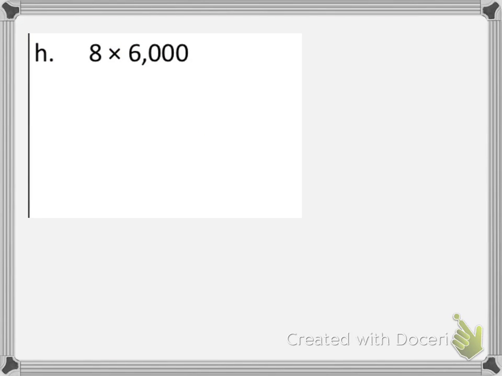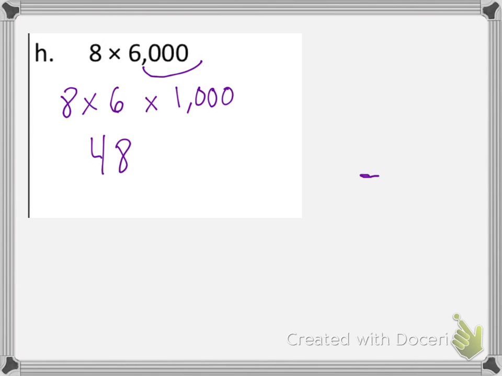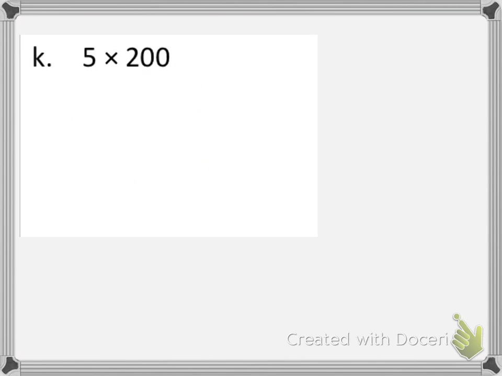Okay, with this next one, let's break it down. 8 times 6. Over here, this is multiplying by 1,000. Well, 8 times 6, we know, is 48. Got to know those multiplication facts. And we know that 1,000 has 3 zeros, so we put 3 zeros. We're multiplying it by 1,000. So the answer is 48,000.